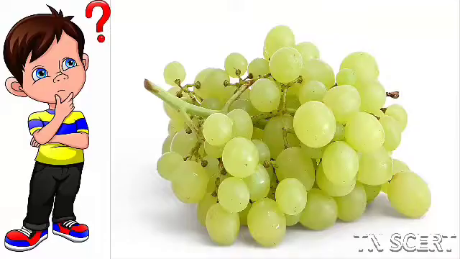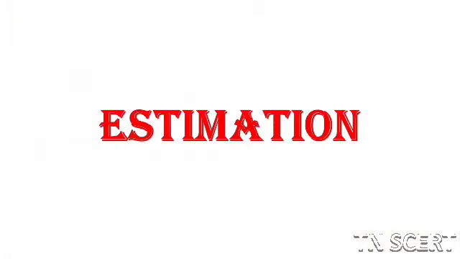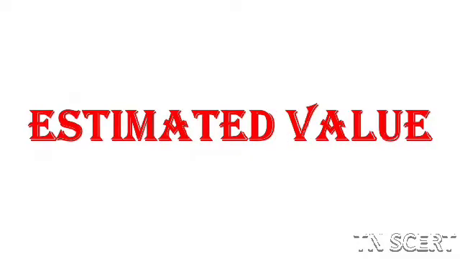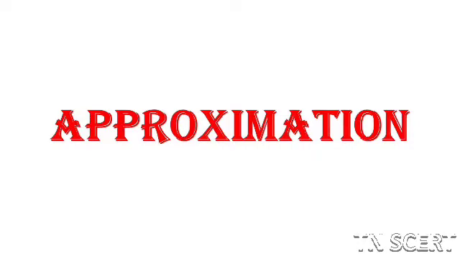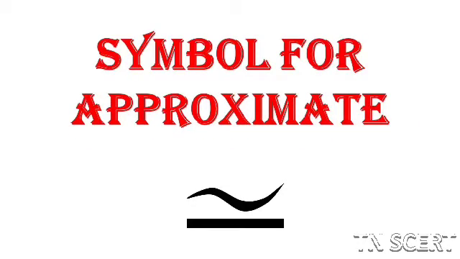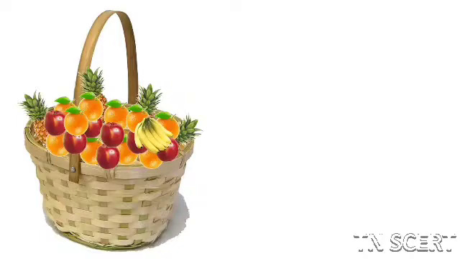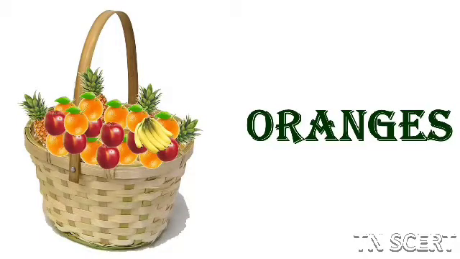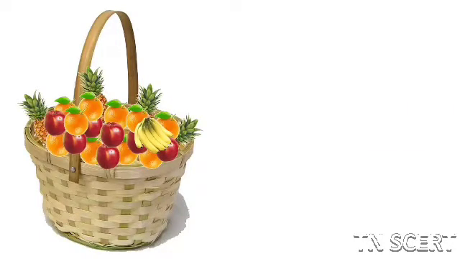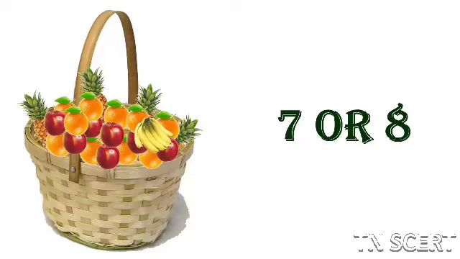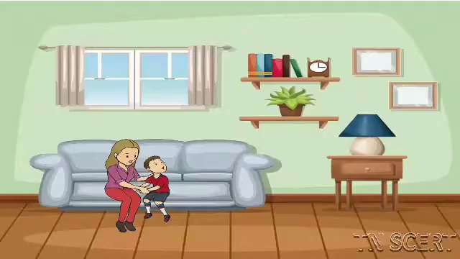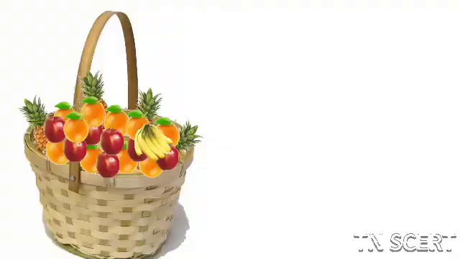Without counting, just by seeing, you are able to tell how many it could be. This is called estimation. The value that is close to the exact count is called approximation. This is the symbol for approximation. Now, can you tell me the approximate number of oranges? It should be around 7 or 8. Now, count them and tell me.